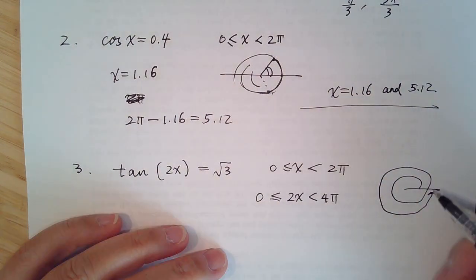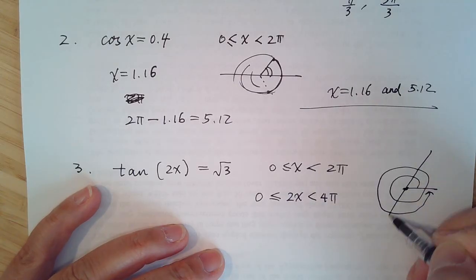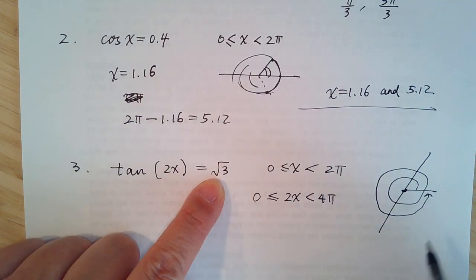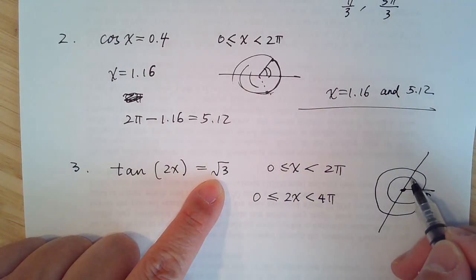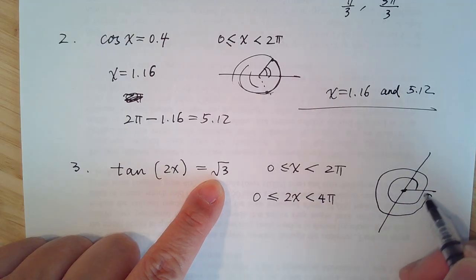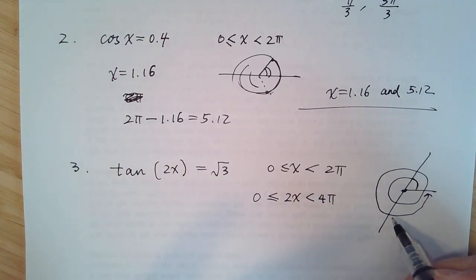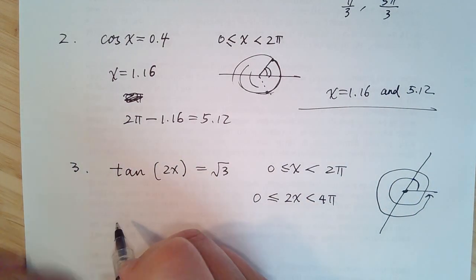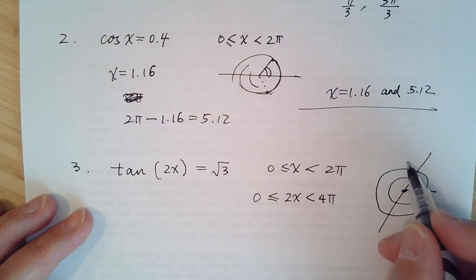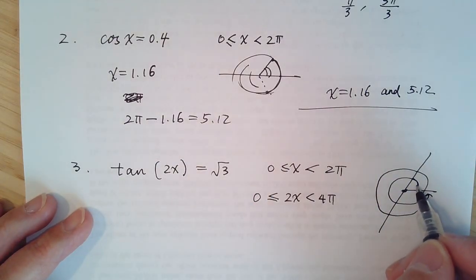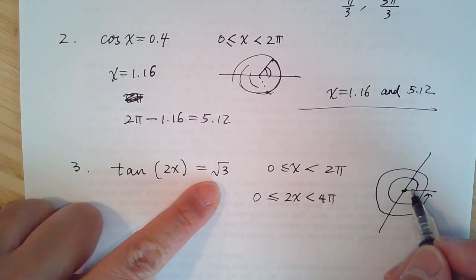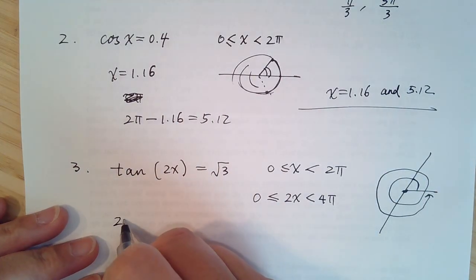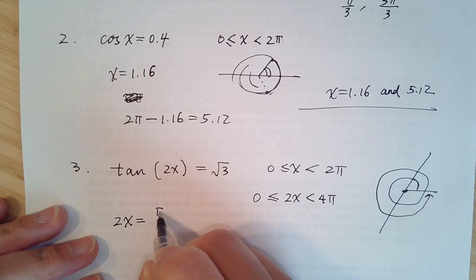And the tangent is square root of 3. So you should have 1, 2, 3, 4, four solutions for this case. Now for tangent, between 0 and 2 pi in the first quadrant, tangent equals root 3. So the first solution is pi over 3.